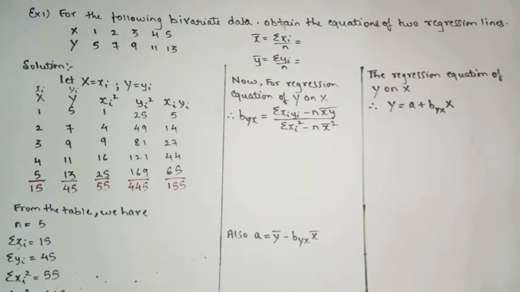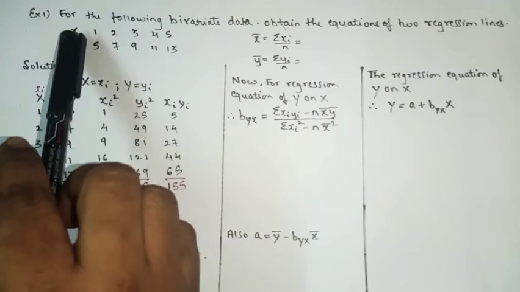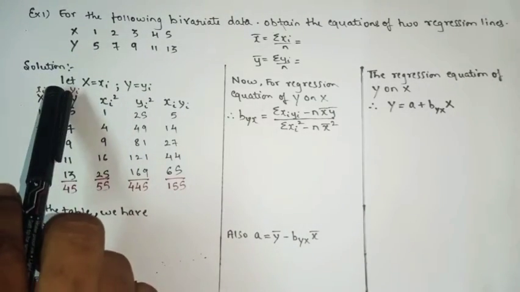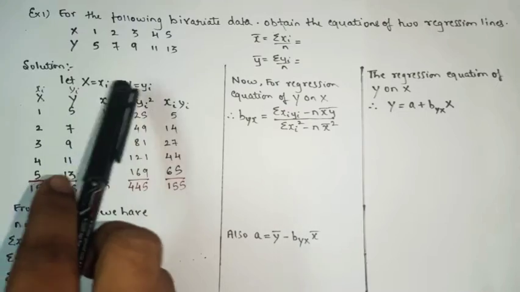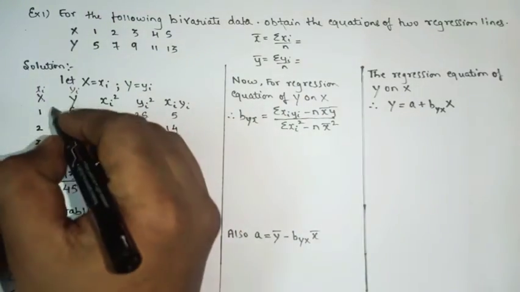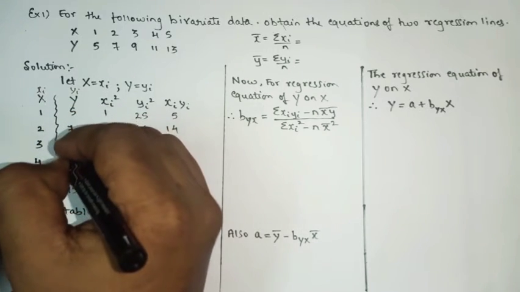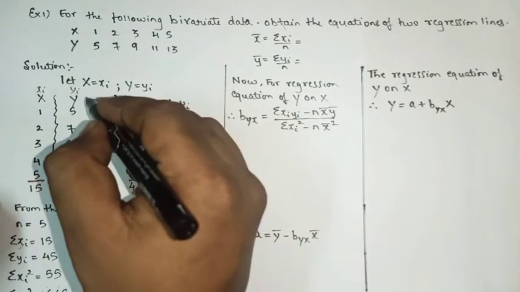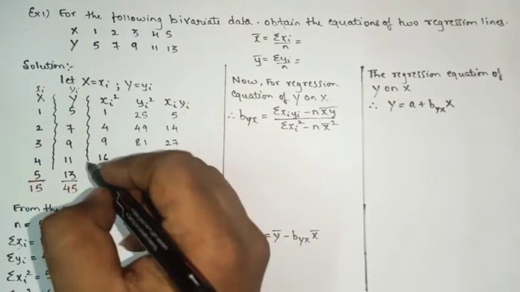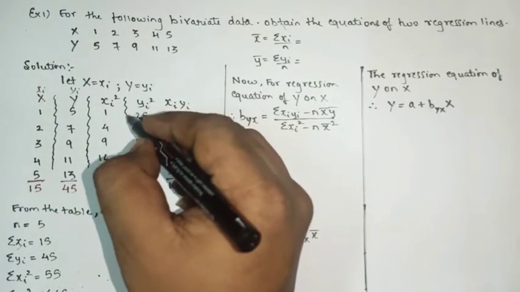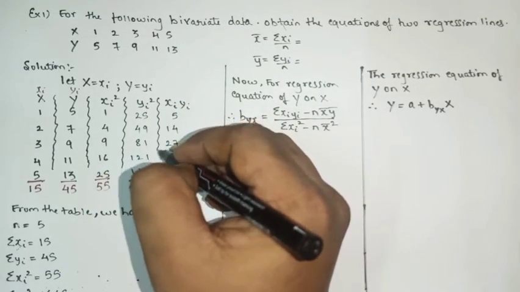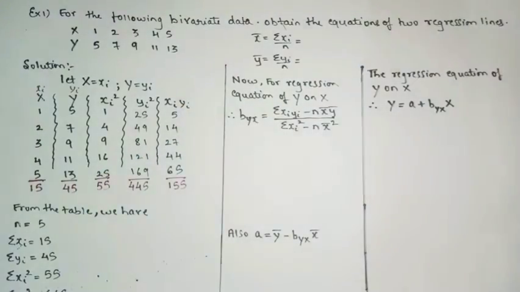Remember this, you will have capital X and capital Y in the question. First step, you will write: let capital X be xi and capital Y be yi. So your first column will be xi, second will be yi, third xi square, fourth yi square, and fifth xi yi.